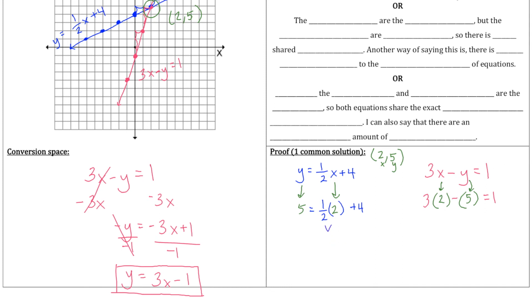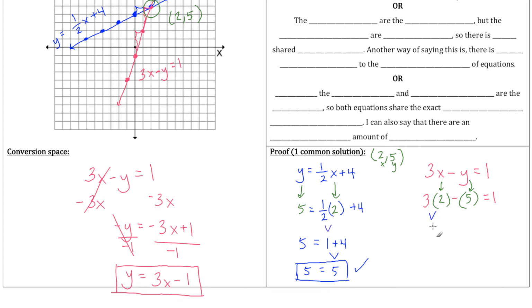I'll make it blue. 1/2 times 2 is 1 again, plus 4 should give me 5. And 1 plus 4 is 5. So (2, 5) made the left side of this equation equal to the right side of this equation. Let's see if it does the same for this one.